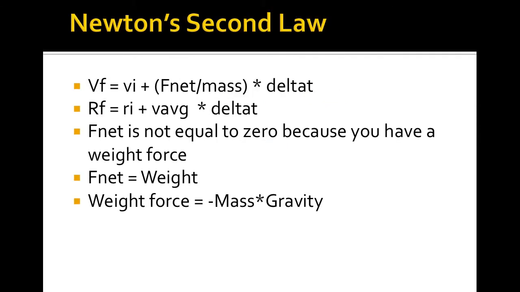0.022 kilograms. So Newton's second law, we'll be using the equation the final velocity equals the initial velocity plus the F net divided by mass times delta t, as well as the final position equals the initial position plus V average times delta t. Now in this case, F net is not equal to 0 because you have a force called the weight force acting on the object. The weight force is calculated by the negative mass times gravity.